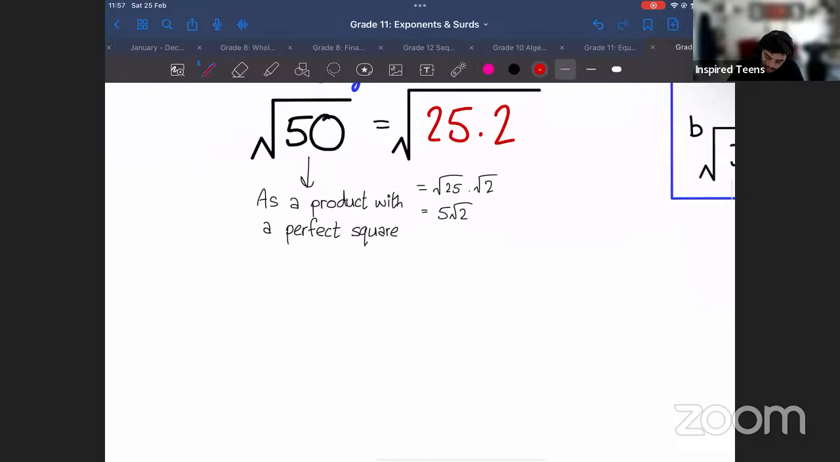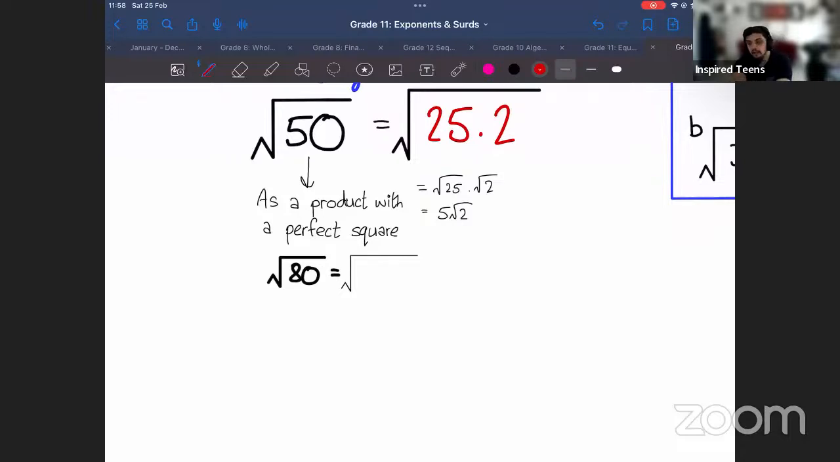Let's do another number quickly. Let's look at square root 80. Tell me, somebody, how can I write square root 80 as a product with a perfect square? What can I write it as? You don't have to think big for this one, by the way.